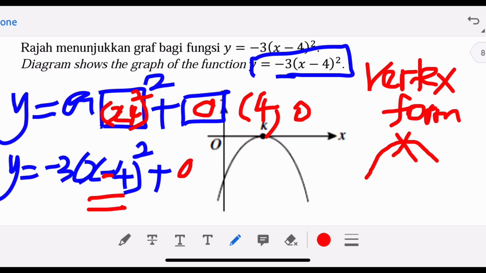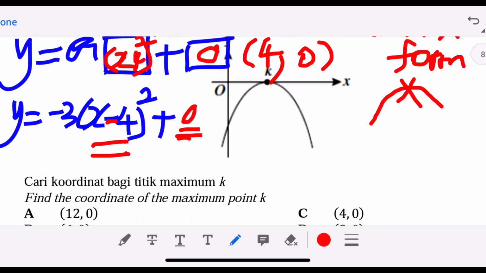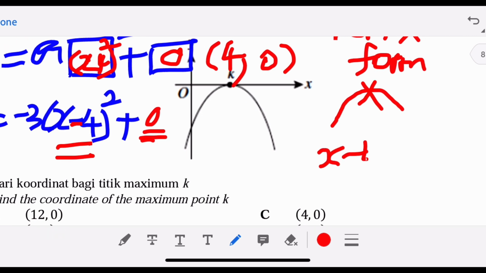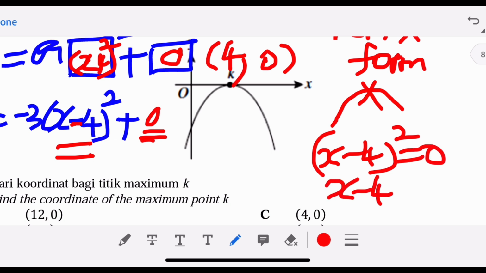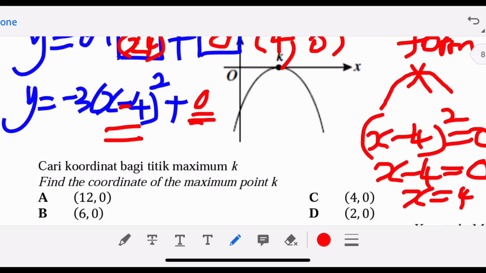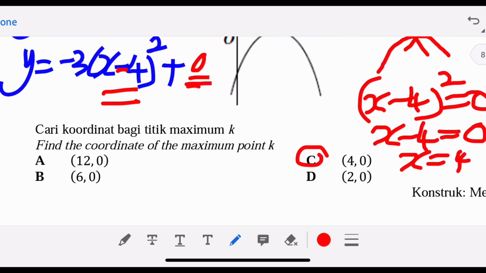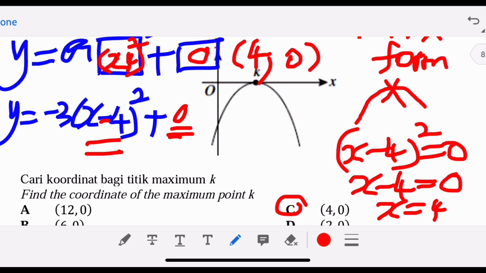And the y is 0, how do I know? Because it's 0 here. So for vertex form, we always want the perfect square, and we let the perfect square equal 0. You can do it like that, make it 0, then you solve it. Square root of 0 is 0, so x is equal to 4. So you find out the vertex is (4, 0). Okay, vertex, of course, it must be a turning point.